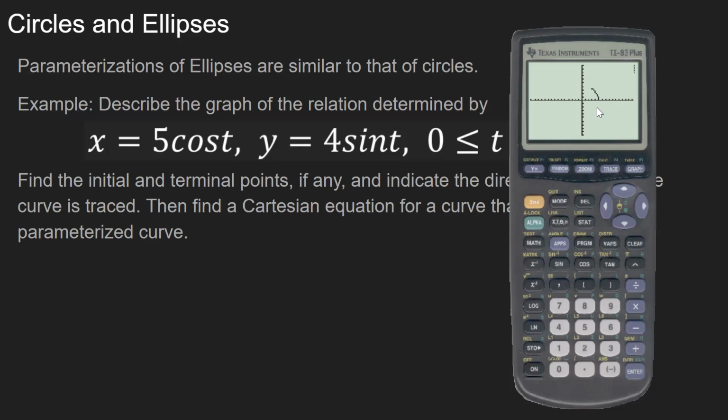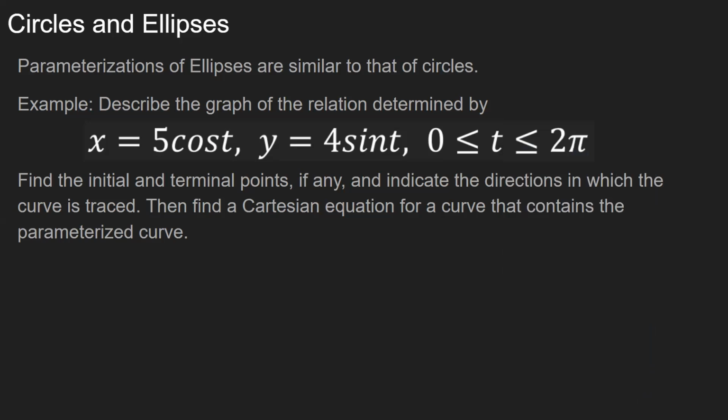Notice the initial point was at 5, 0. It's beginning to trace it counterclockwise, and it's an ellipse. The y-axis point is 0, 4. Then it passes through the point -5, 0. Then the point 0, -4. And then the terminal point is the same as the initial point. And the ellipse is traced 1 time with this parameterization.